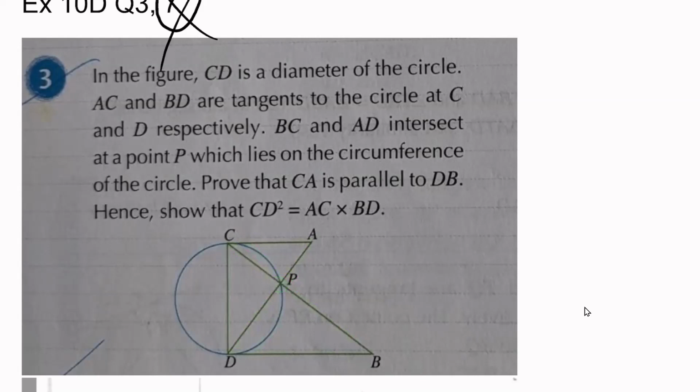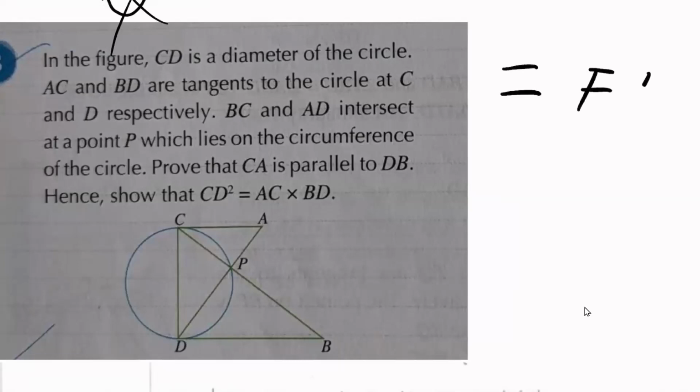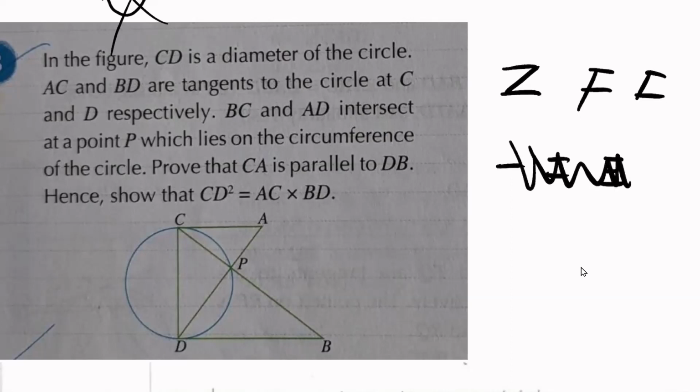Now prove that CA is parallel to DB. How? To prove parallel lines, it's just the three letters, okay? Must remember the three letters. Not 1, 2, 3, no. It's ZFC.